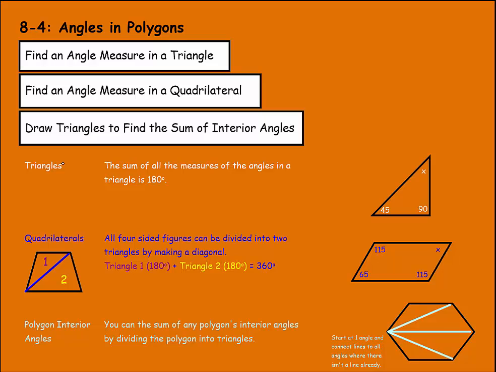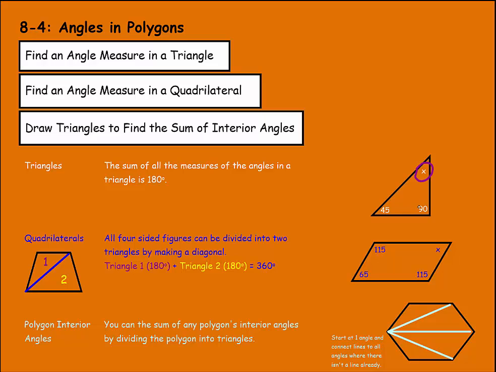Something to know is that the sum, or if you add up all the measures of the angles in a triangle, you're going to get 180 degrees. It doesn't matter what shape the triangle is, it's always going to be the case. And since we know that, we can find these unknown measures by solving an equation.